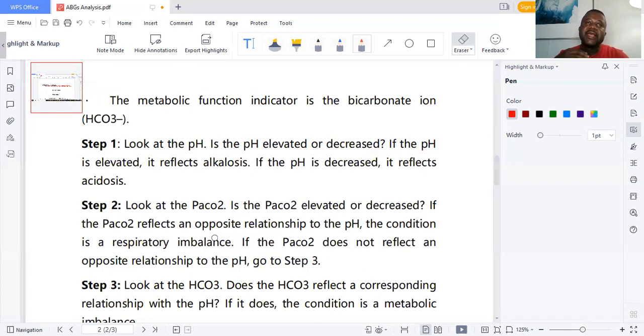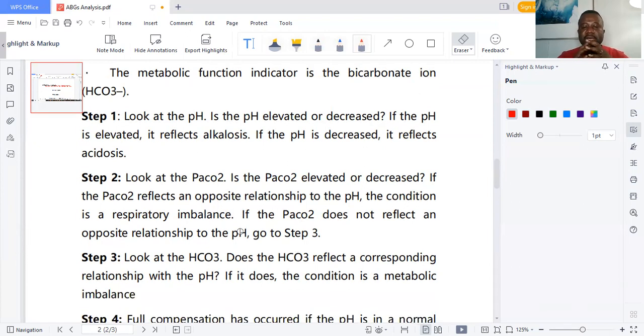Opposite means if the carbon dioxide and the pH are in different directions, meaning the pH is going high and the carbon dioxide is going low, right? Therefore, it is a respiratory condition, okay? It is a respiratory imbalance.